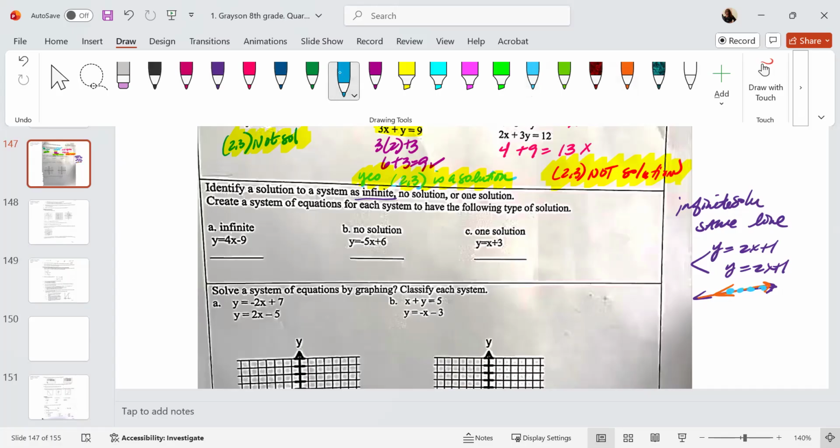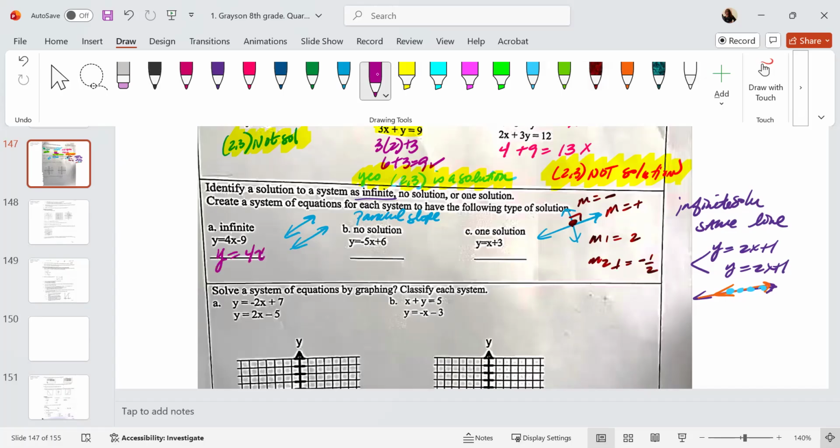Okay? No solution is easy. This is just parallel. Same slope, right? Like they're not touching, right? But they have to have the same slope, right? One solution, it's just, okay. One is probably a positive slope, the other one is a negative slope. Do you see that? Because they're kind of like perpendicular. So if your first slope is 2, perpendicular slope is going to be negative 1 over 2. So you got to have opposite, okay? Infinite has to be the same equation, right?